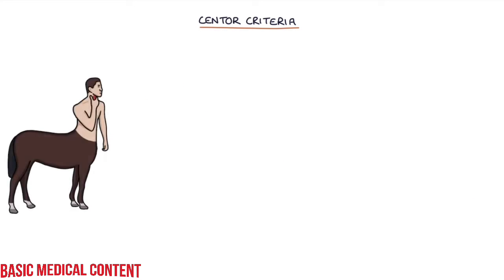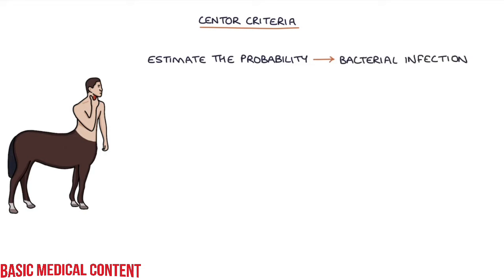Let's talk about the Centor criteria. The Centor criteria can be used to estimate the probability that tonsillitis is due to a bacterial infection and will benefit from antibiotics. A Centor score of 3 or more gives a 40 to 60% probability that the tonsillitis is caused by a bacteria, and it may be appropriate to offer antibiotics in this situation.